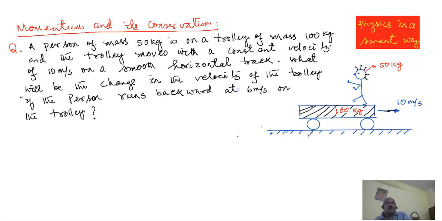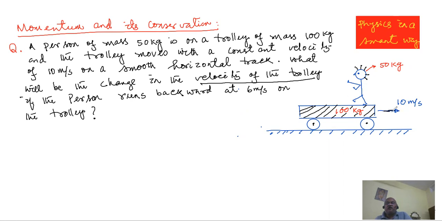The words 'smooth horizontal track' are there deliberately to avoid friction, so friction doesn't come in here and create further complication. We do not want that. And then the question continues: what will be the change in the velocity of the trolley if the person runs backward?